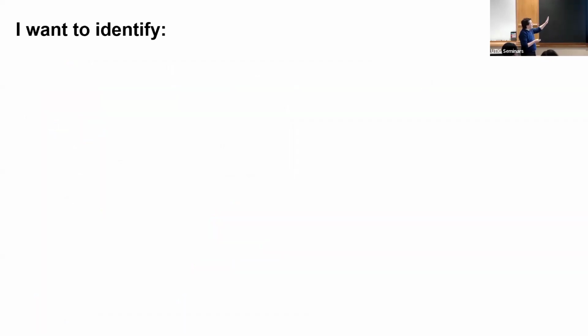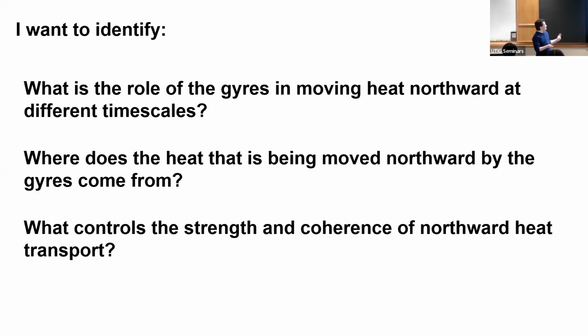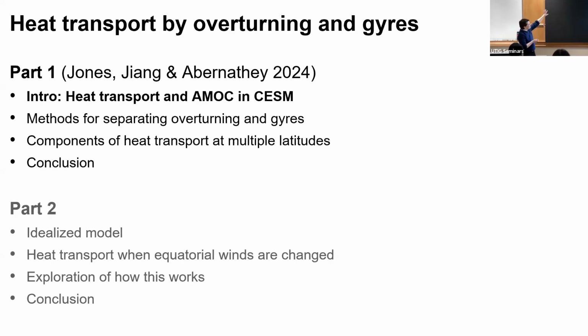Perhaps some of these questions are a bit hubristic, but I wanted to identify what is the role of the gyres in moving heat northward at different timescales? Where does the heat come from that is being moved northward by the gyres? And where does the heat come from that's being moved northward by the overturning, and what controls the strength and coherence of northward heat transport? The truth is, I have not solved these problems, but I am trying to make progress in this question. And so we're now at the stage where I can tell you what I'm going to talk about.